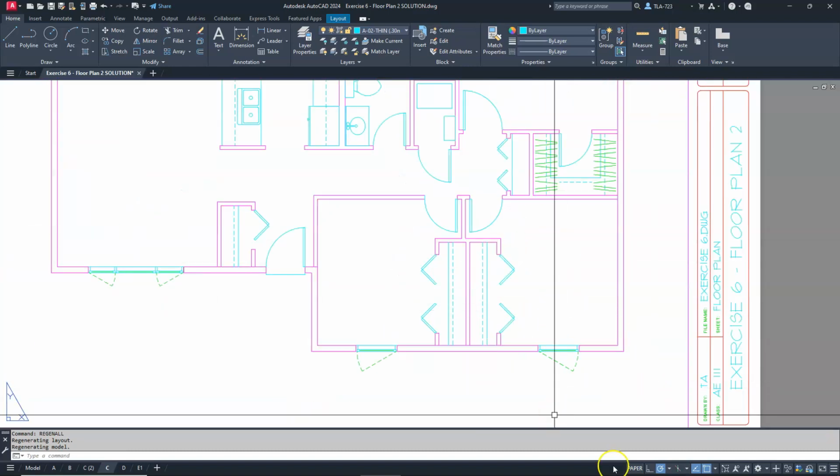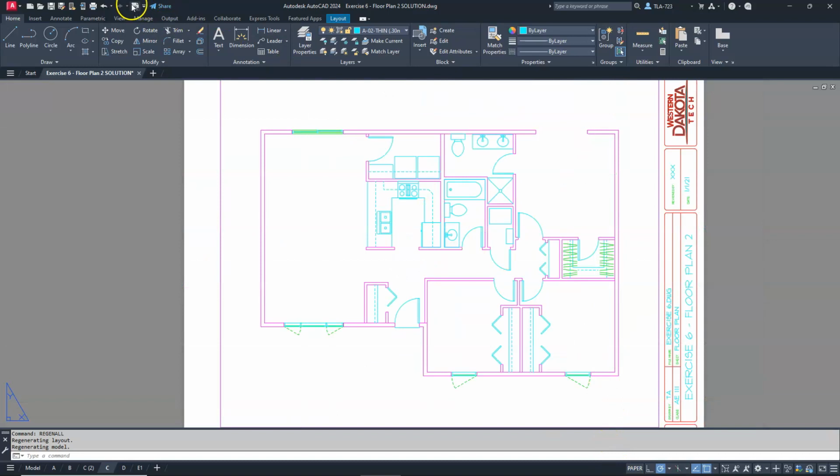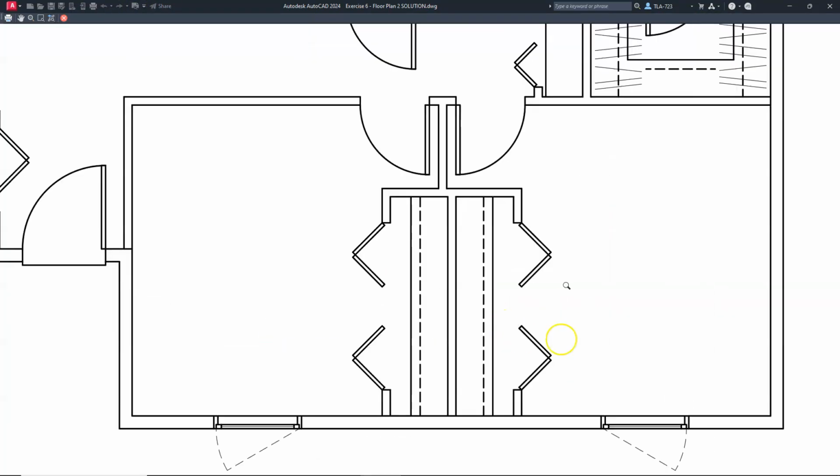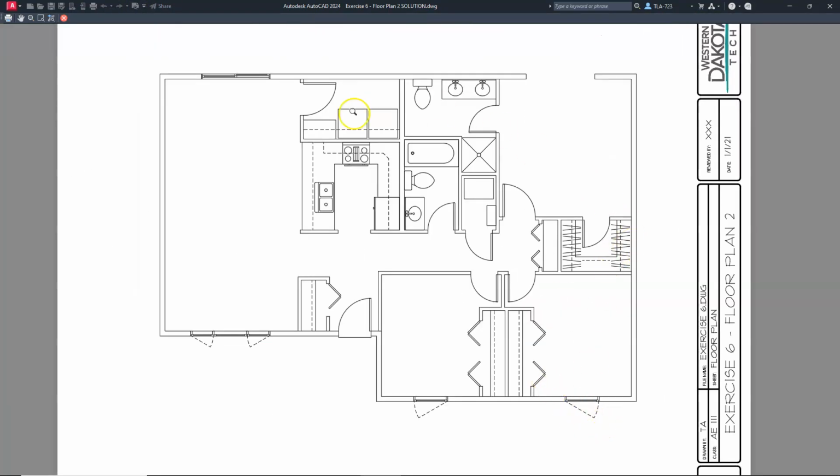But after that, you won't have to do that again. You're going to be all set. So let's go ahead and do another print preview here. And now you can see that the hidden lines are showing up the way that they're supposed to. Looks way better, doesn't it?